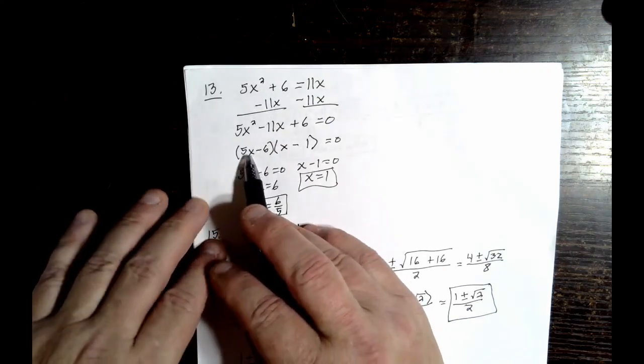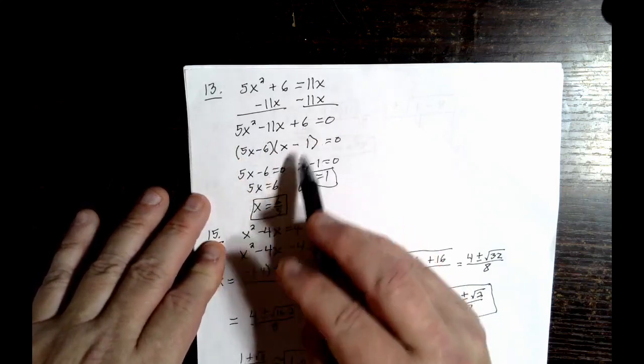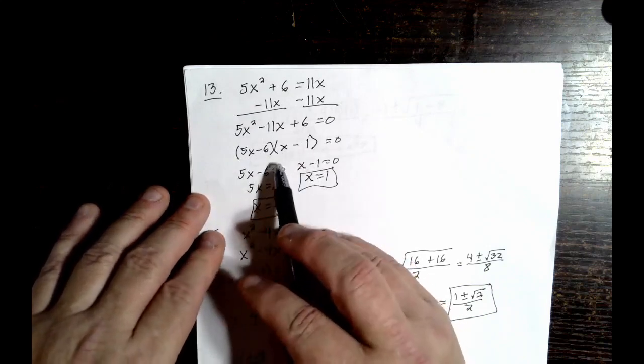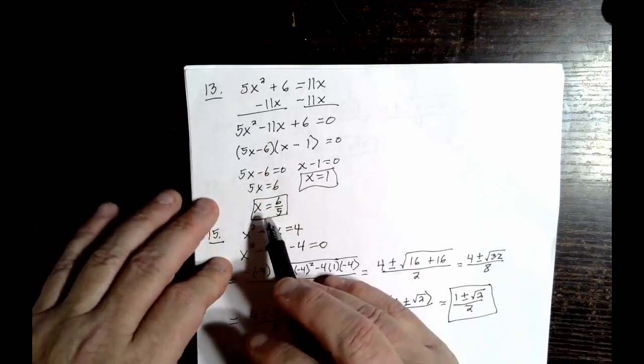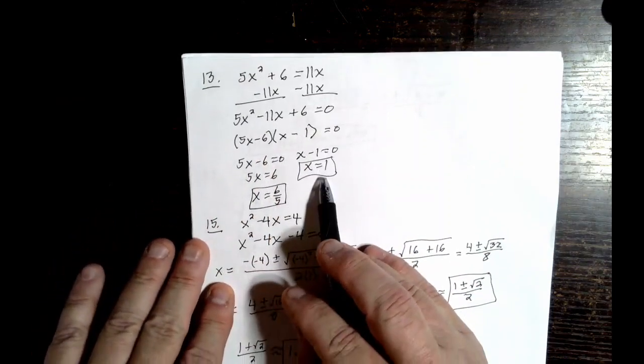Okay, so again, check your answer. 5x squared, positive 6. Now your middle term is these two and these two added together. So negative 6x and negative 5x gives you negative 11x. So each one of these equaling 0 gives you 6/5 and 1.